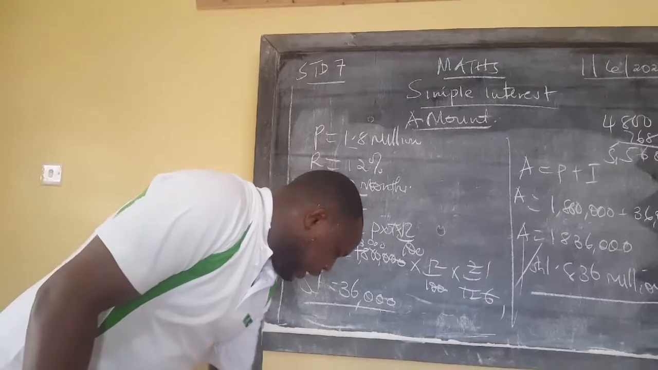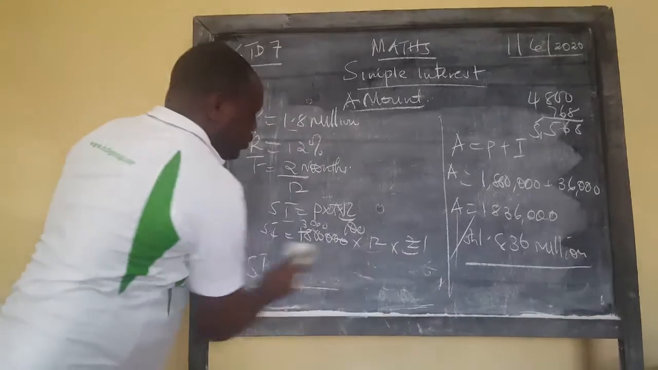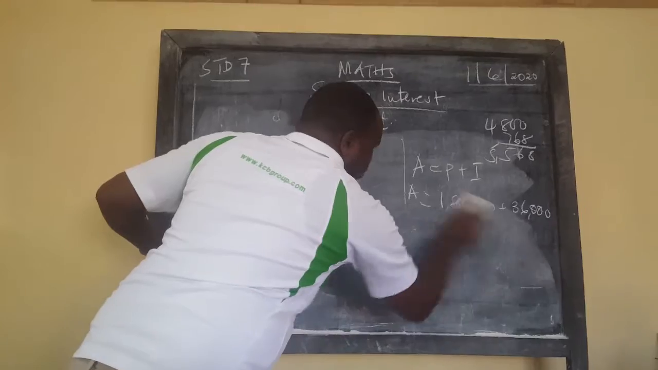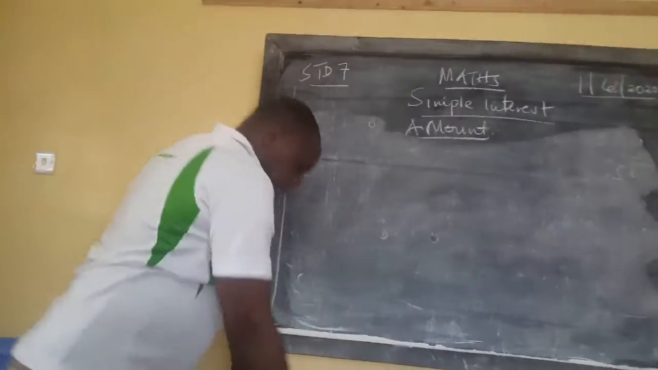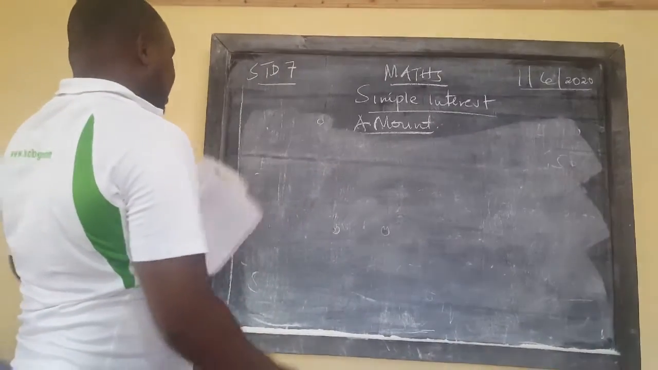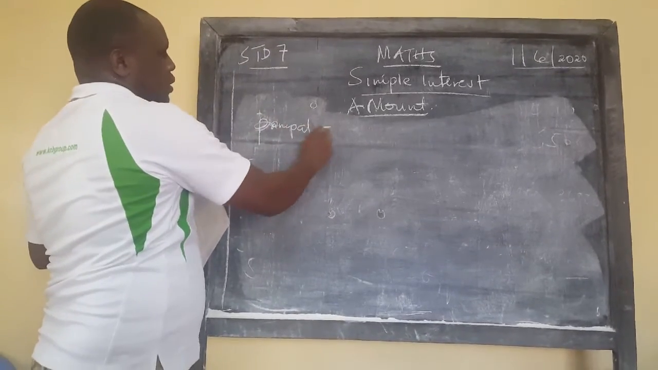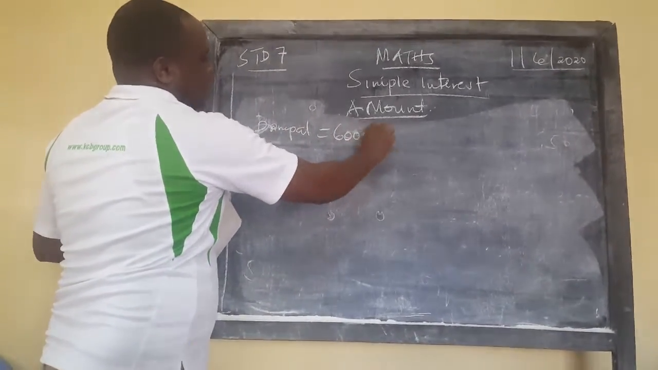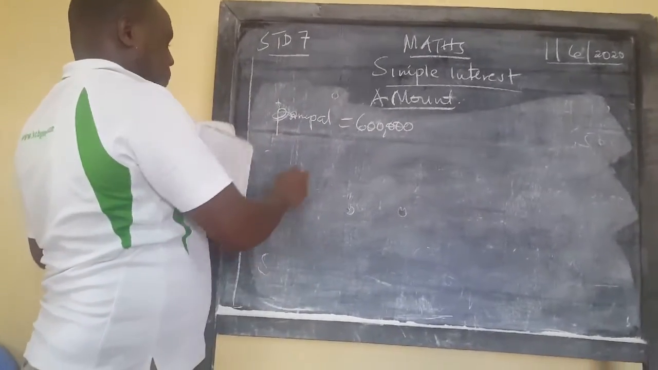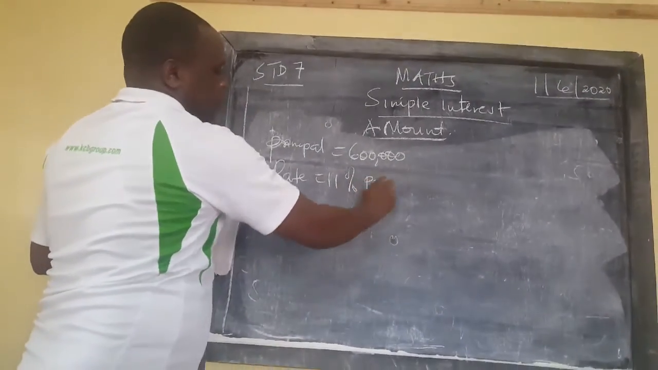Maybe I do a last one, the last question about that, and then I give you some practice exercise so that you can see what you can do by yourself. So I'll do the last one, and this one says a company deposited 600,000 shillings in a bank. So the principal is 600,000. The bank paid simple interest at the rate of 11% per annum. So the rate in this case is 11% per annum.